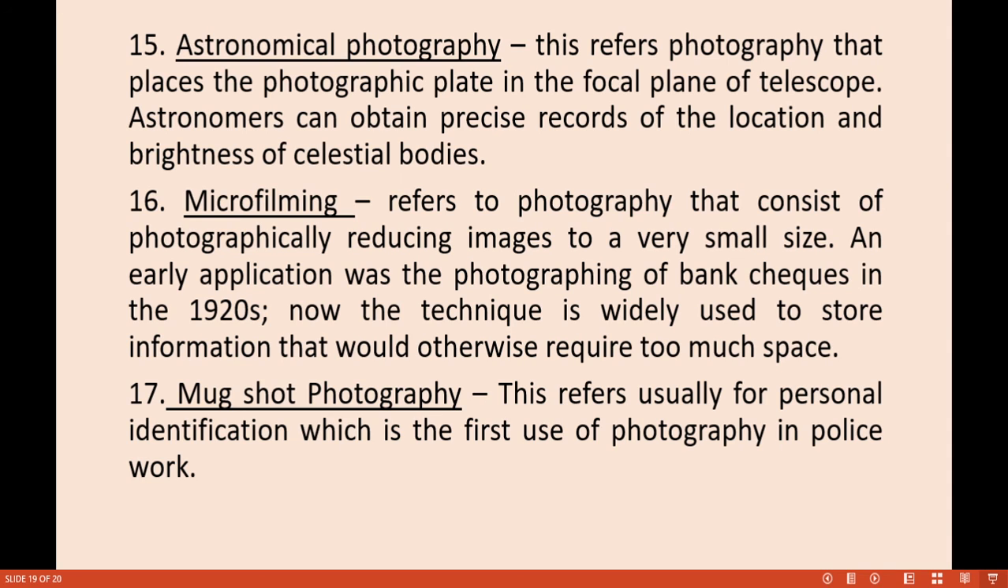So number 16 is microfilming. This refers to photography that consists of photographically reducing images to a very small size. An early application was the photographing of bank cheques in the 1920s. Now the technique is widely used to store information that would otherwise require too much space.